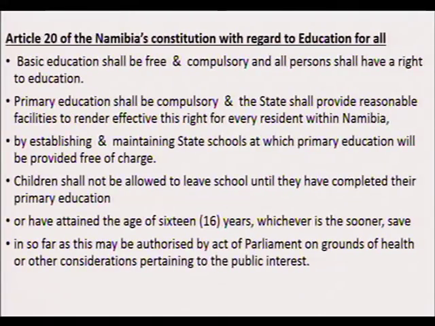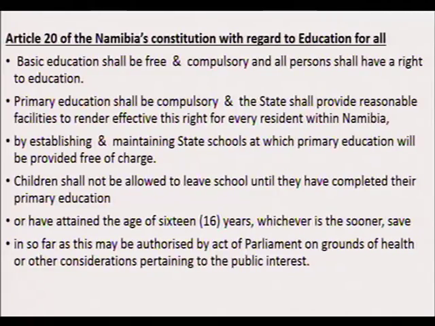Now let's have a look at Article 20 of the Namibia's Constitution, what it says with regard to education for all, because I think education for all is a phrase that we are confronted with a lot nowadays. Let's have a look and see exactly what this entails or what it entitles. Basic education shall be free and compulsory, and all persons shall have a right to education.